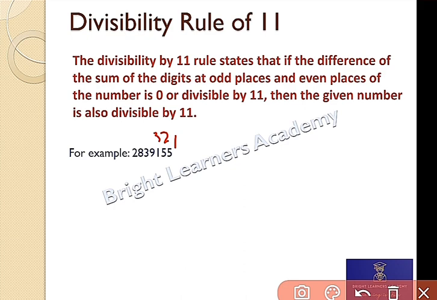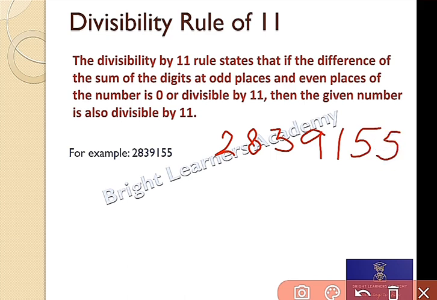So the first step is, if we count the digits, it would be 1, 2, 3, 4, 5, 6 and 7. Actually there is not much space, let me write it here. So the number is 2, 8, 3, 9, 1, 5, 5. Now let's count the digits. So it is 1, 2, 3, 4, 5, 6 and 7.